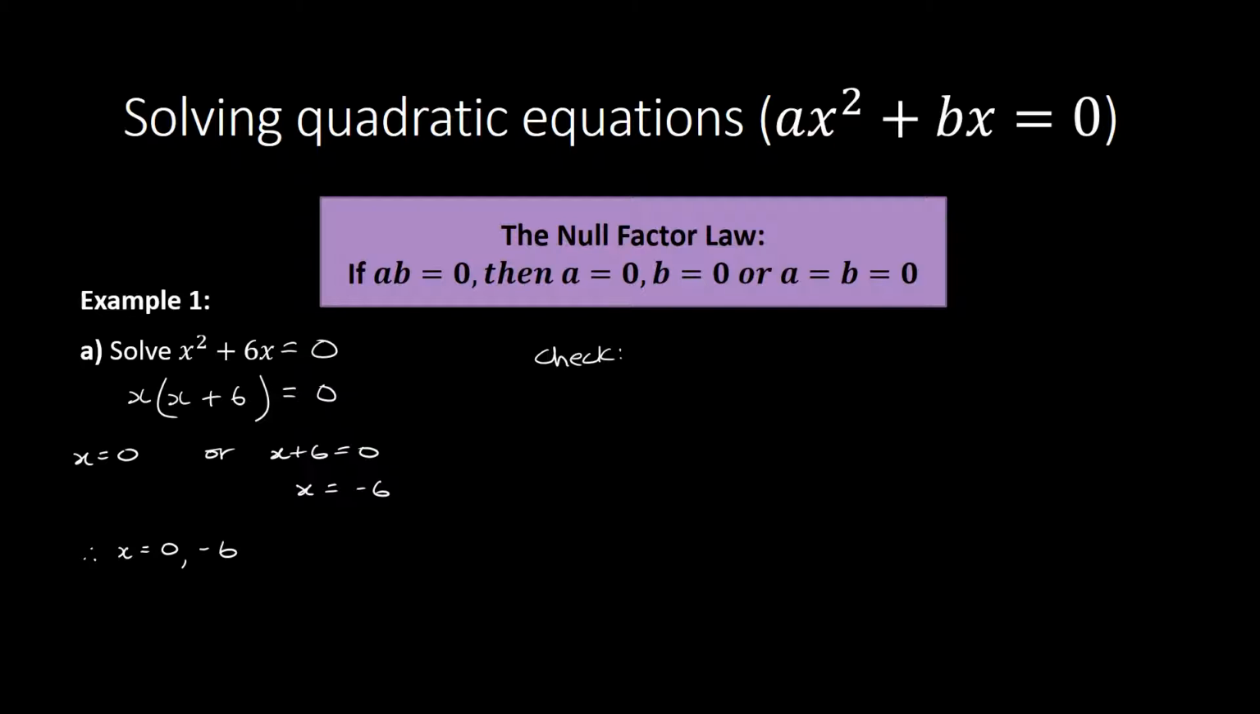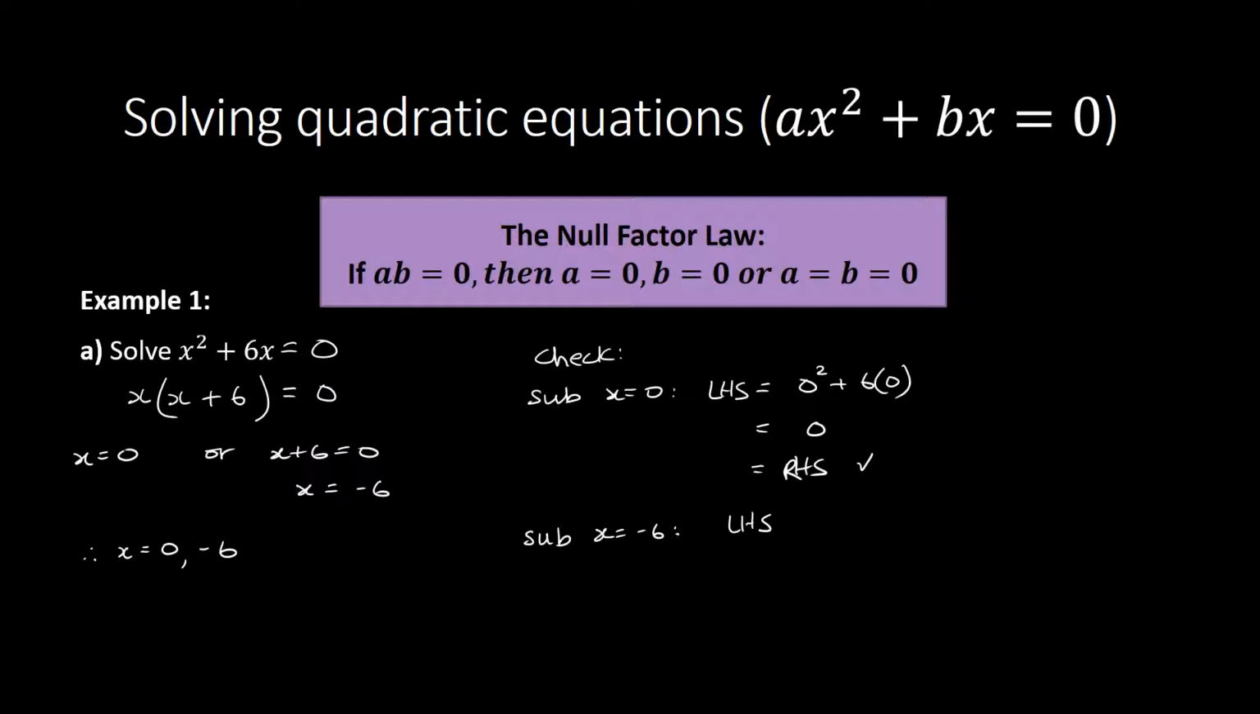Now let's go ahead and check our solution. So let's go off to the side here and do a quick check. Remember to check both of them. So sub x equals 0 into our equation. The left-hand side is x squared plus 6x. So we've got 0 squared plus 6 times 0, which is 0, which is our right-hand side. So that's good.